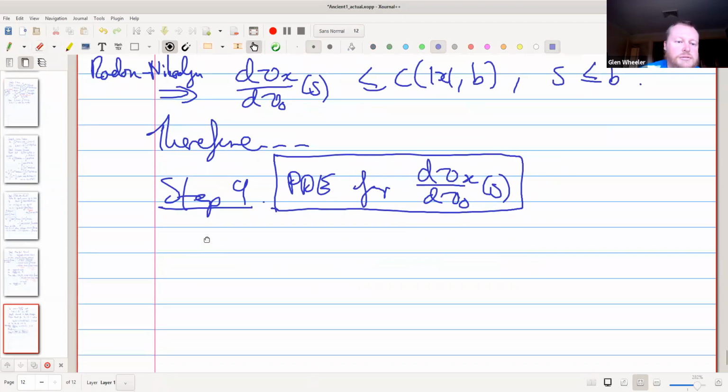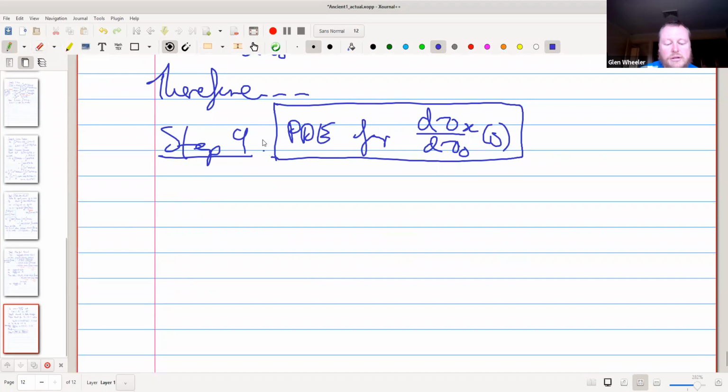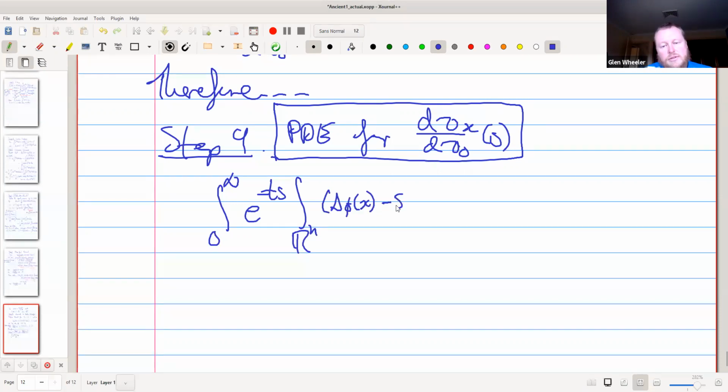All right, so let's do this. We have the integral from 0 to infinity of e^(-ts). This is from before, right? This is what we got from our integral estimate when we played with integration by parts all that time ago. Feels like an age ago. It's probably 20 minutes ago. I don't know how long ago it was. dν_x(s), like that. That's 0.